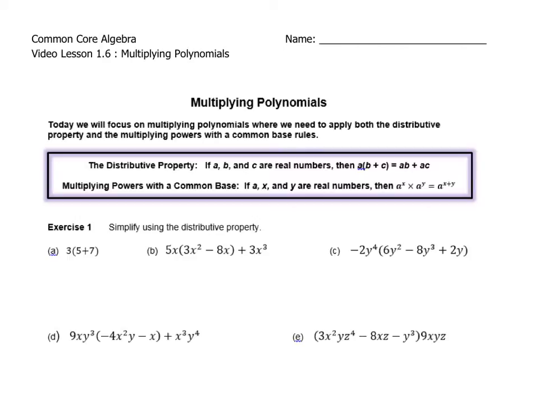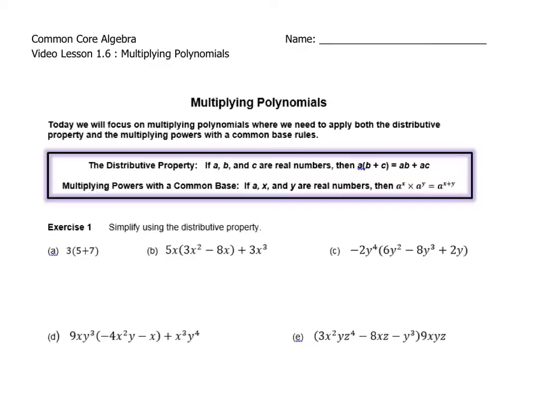We talked about adding and subtracting today in class. 1.6 has to do with multiplying polynomials, and we've worked with this already. You know the rules: multiply the coefficients, add the exponents. We're going to get into a little bit more complex polynomials that we'll be multiplying together, however.